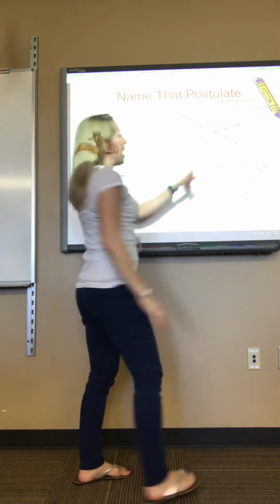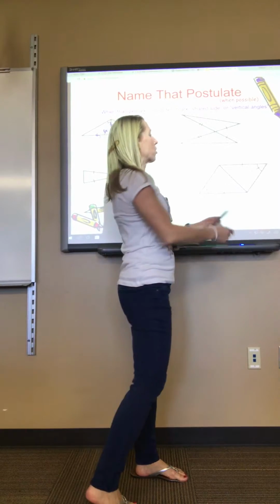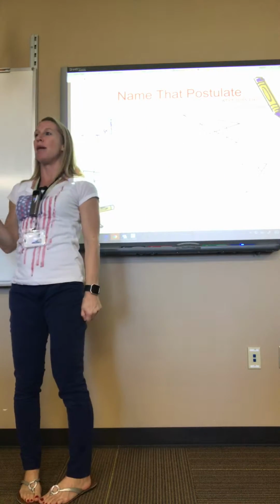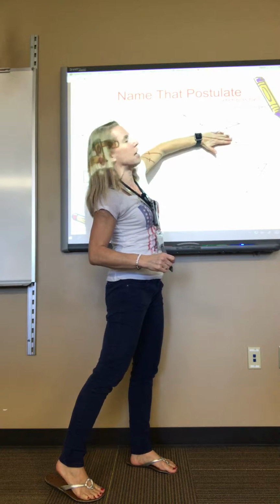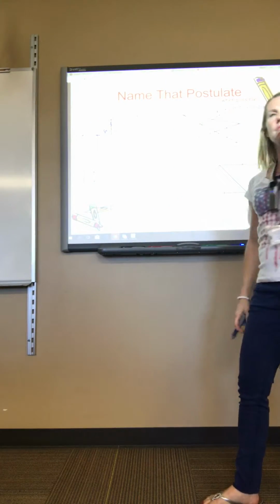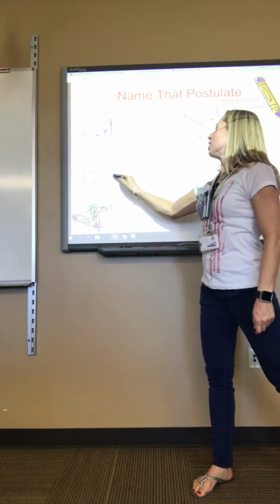Okay. If triangles are connected like this, I want you to mark the vertical angles with humps. So we mark them with humps. Look at one triangle at a time. JJ was right. It is side angle side. SAS. Don't sass me. I mean, ASS. Mark your vertical angles.